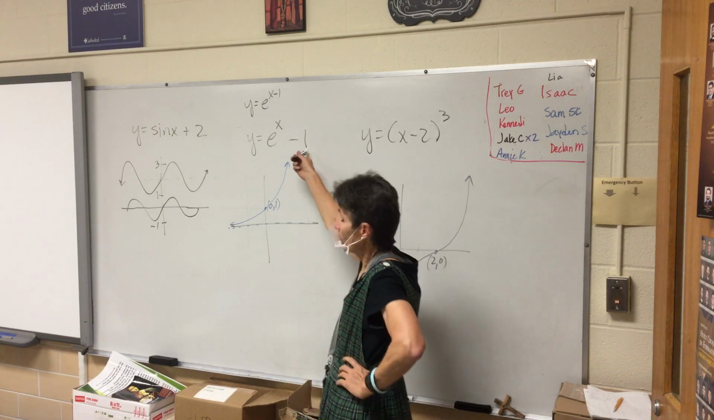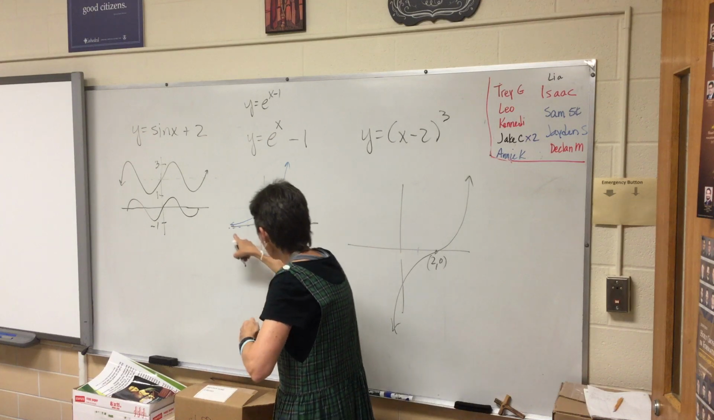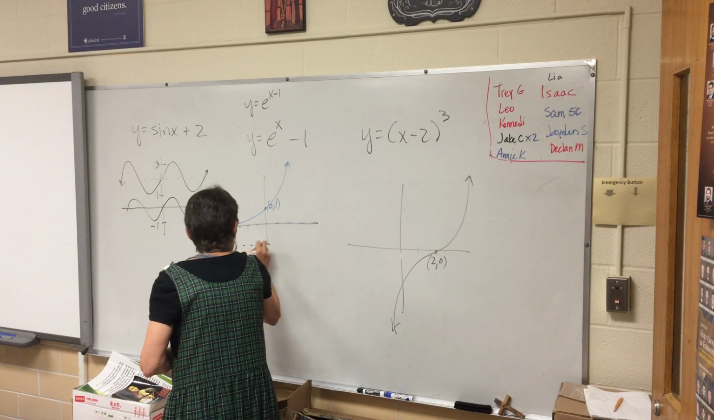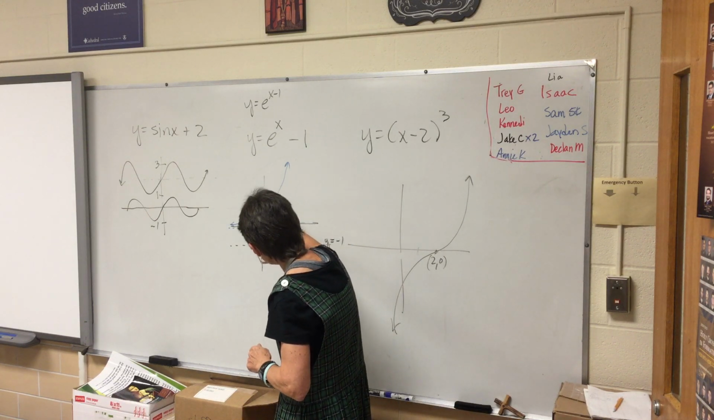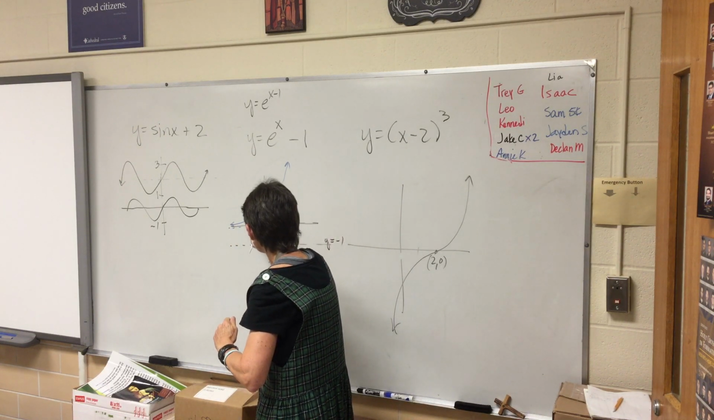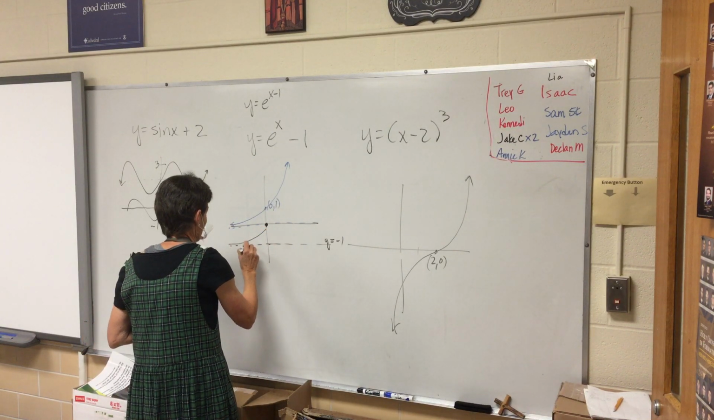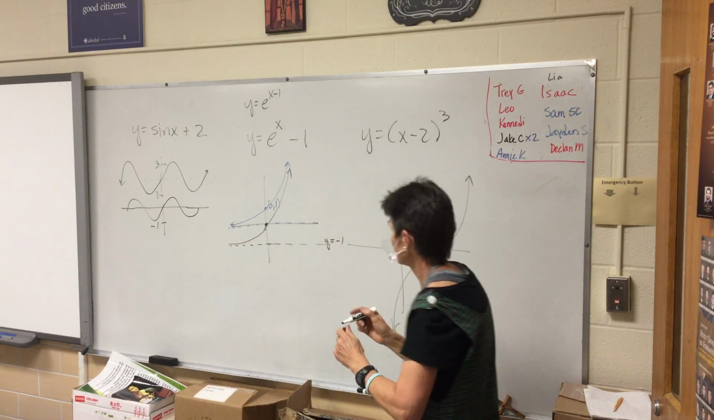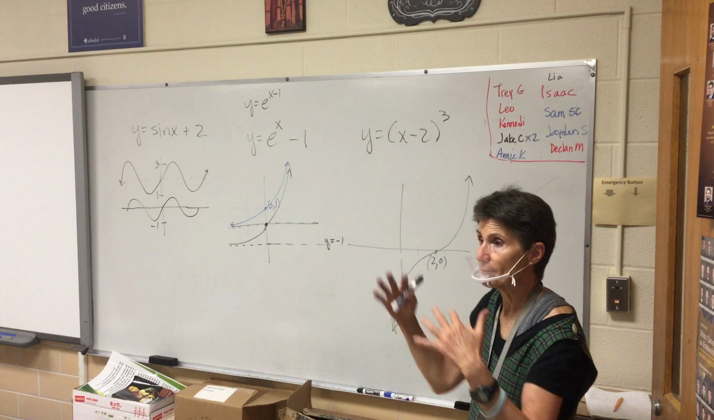Now, what do I need to do to that curve? Down 1. So instead of the asymptote being on the x-axis, would you agree it's going to be down here at -1? And instead of that point right there being at 0, 1, it's now going to be at 0, 0. And then I have exactly the same shape. My curvature's off a little bit, but you get the idea. I dropped it down 1.